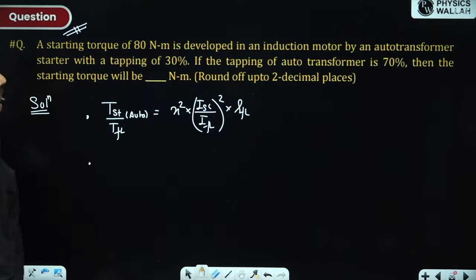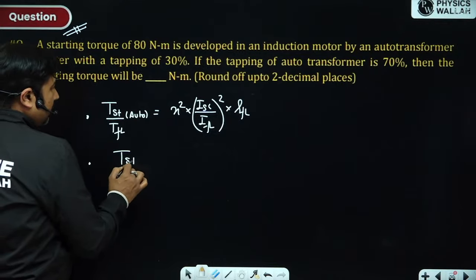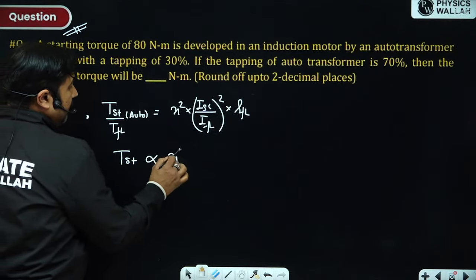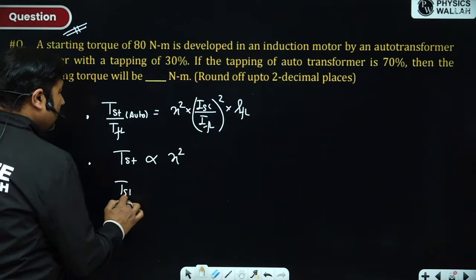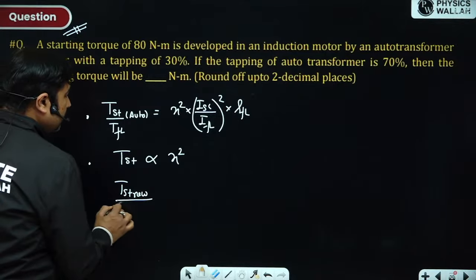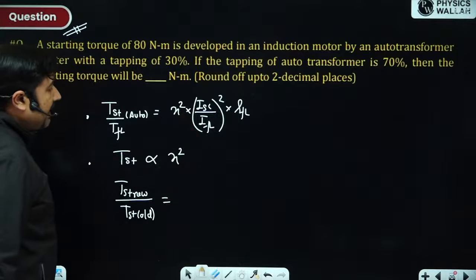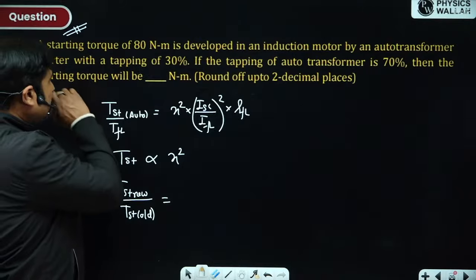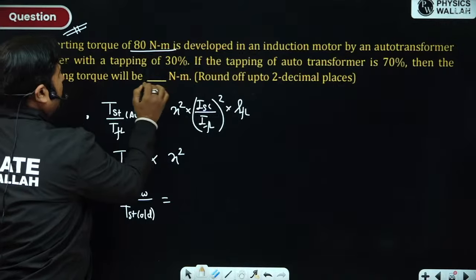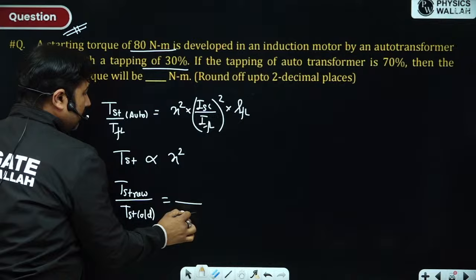And if we are going to change the tapping only, rest of the things we are not changing. So starting torque is proportional to x square, and x is the tap position. So the starting torque new with the starting torque old ratio, all the constants get cancelled. So x is the tapping. Previously, the starting torque of 80 Newton meter was with a tapping of 30%.